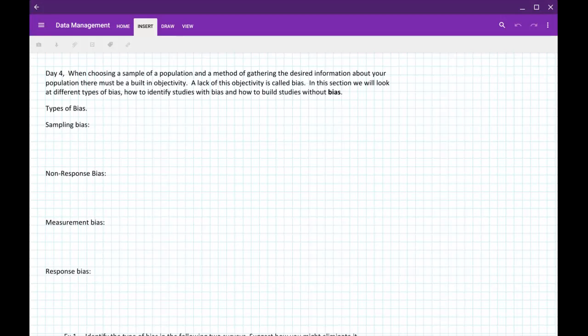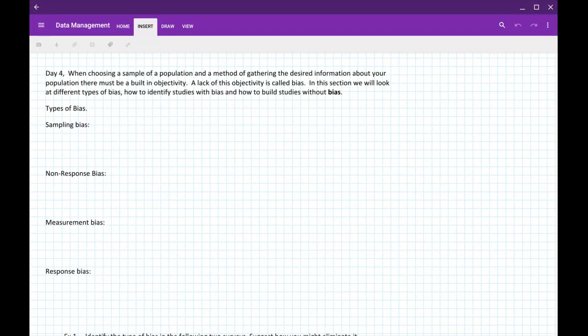Okay, so we're talking day 4 here. When choosing a sample, we just talked about sampling just before this. We're now going to be talking about how to avoid sampling bias, or what is sampling bias.